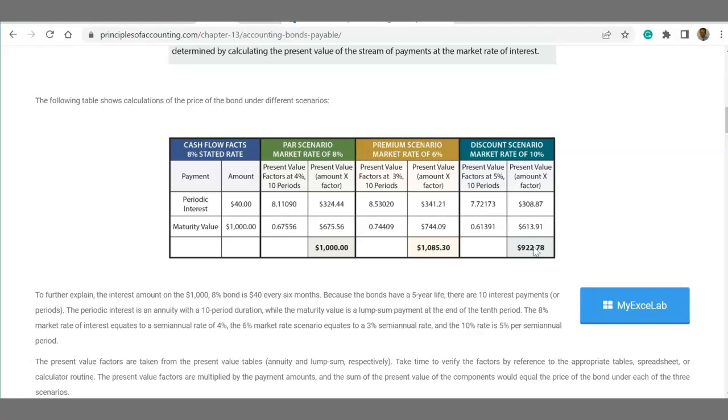And here, because they got less, like $78 less, they will record a little bit higher interest expense every 6 months and amortize that discount that they offered to investors at the beginning.